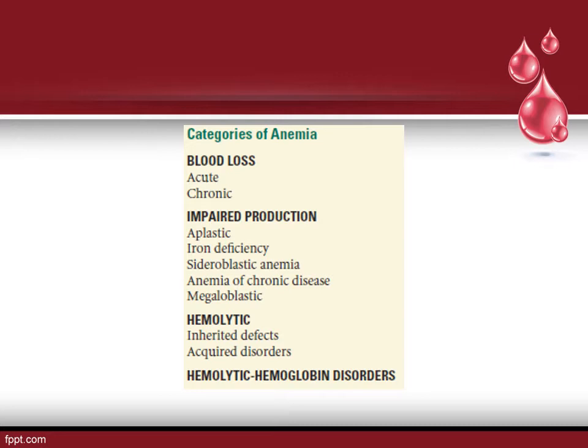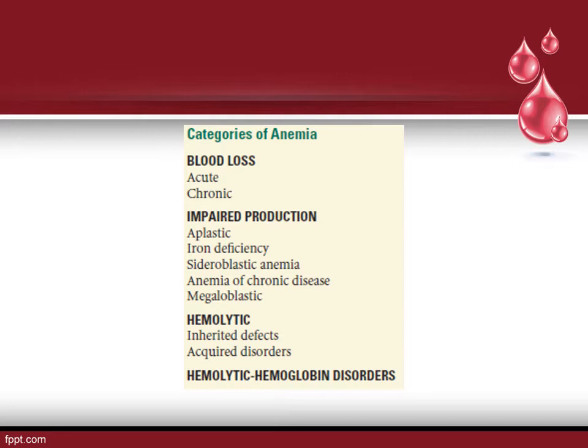So again, classification by pathophysiology: it can be reduced production. Reduced production can be either insufficient or inefficient. Insufficient means not enough co-elements are produced for the red blood cell. Again, insufficient production is due to not enough co-elements to produce red cells.